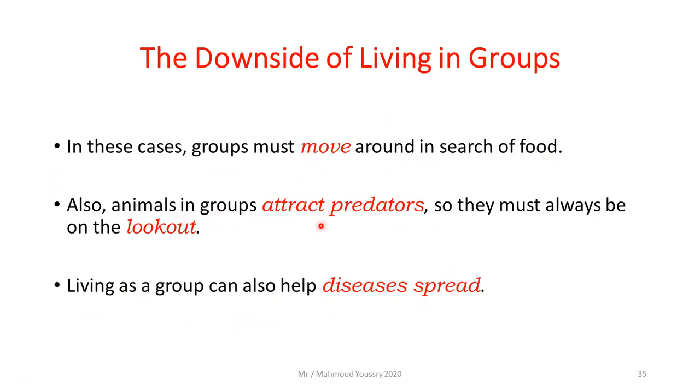Also, animals in groups attract predators, so they must always be on the lookout. They must be watching for danger. Living as a group can also help disease spread. If one animal gets infected, all the animals will get the disease, and this is disastrous for the group. These are the downsides of living in groups.